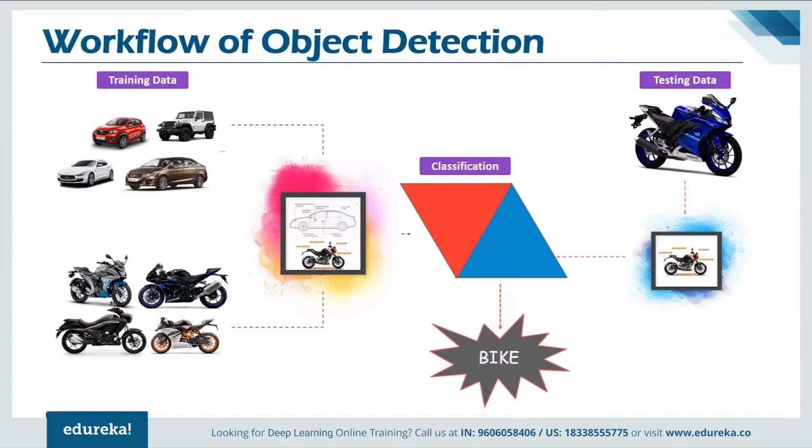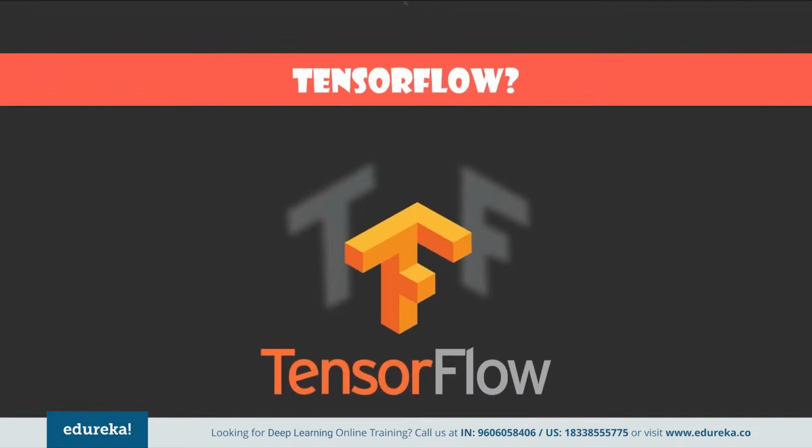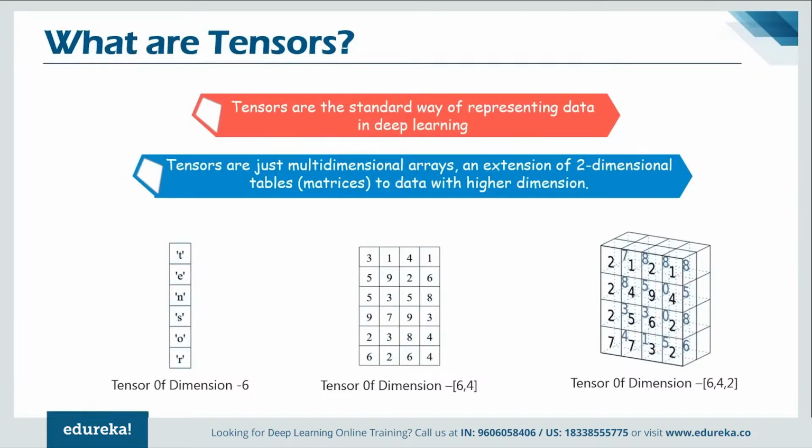Now that we have understood the basic workflow of an object detection algorithm, let's go ahead and understand what is TensorFlow. Now TensorFlow, as you can see, is divided into two parts, which are the tensor and flow. So let's understand what is tensor first. So tensors are the standard way of representing data in deep learning. Now tensors are simple arrays of numbers or functions that transform according to certain rules under a change of coordinates. They are just multidimensional arrays, which are an extension of a two-dimensional table to data with higher dimensions.